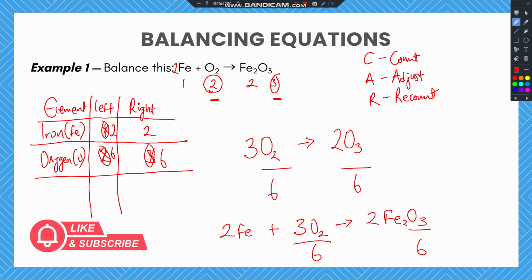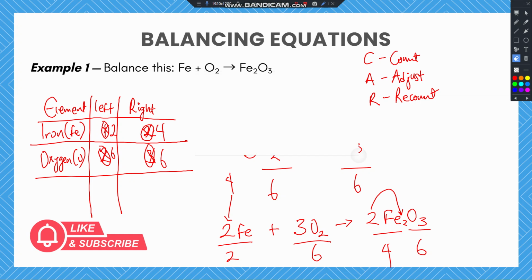I need to count the number of atoms for each element that are present on both sides. So for iron I have 2 atoms on the left. On the right you can see a coefficient of 2 affecting the subscript of 2 for iron. That makes it 4. So iron is now 4 on the right. So that means I need to balance iron again. To balance iron, it means that I'd have to change this coefficient from 2 all the way to 4. So therefore this is what the equation will now look like.